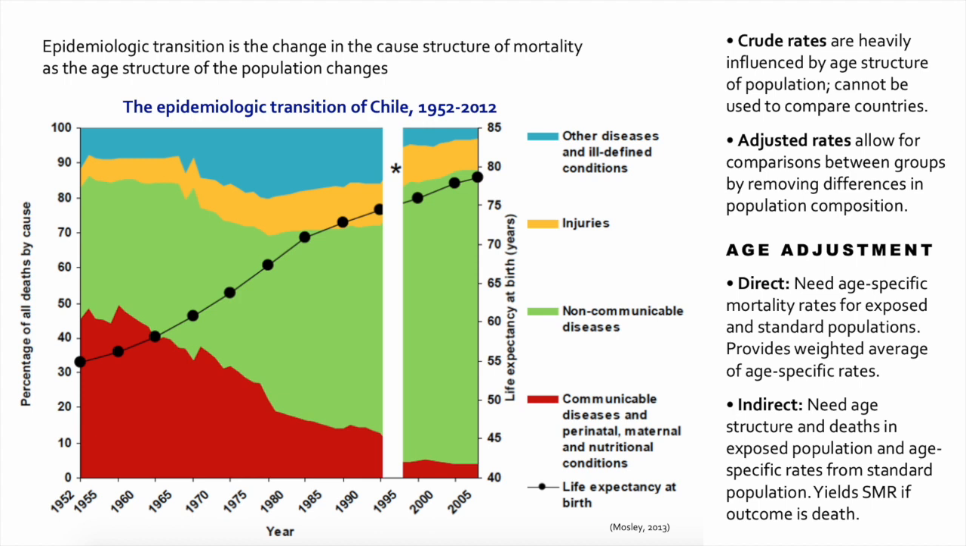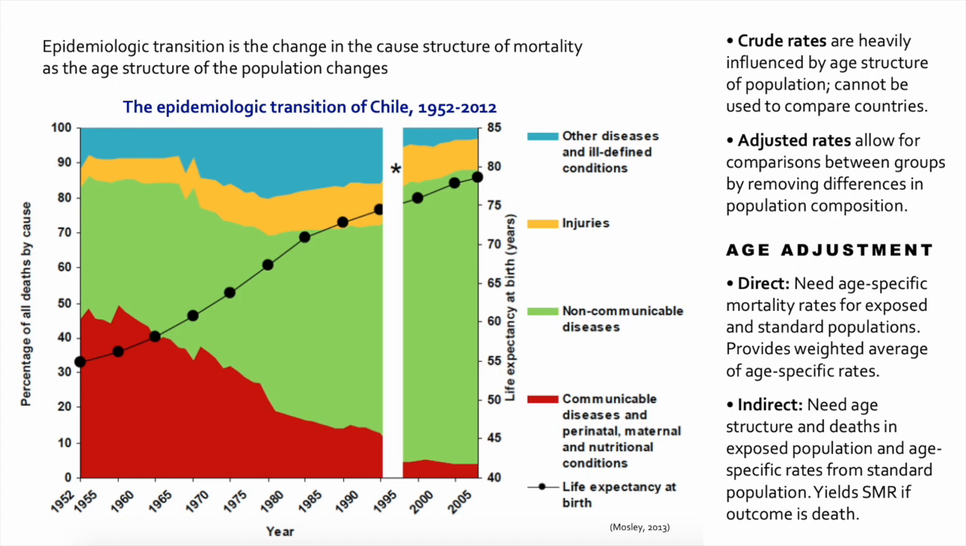Being able to make comparisons between population health data is important to evaluate the health status of the population you're working with and to see how it compares to the broader population. To do this, we can use either direct or indirect age adjustment.